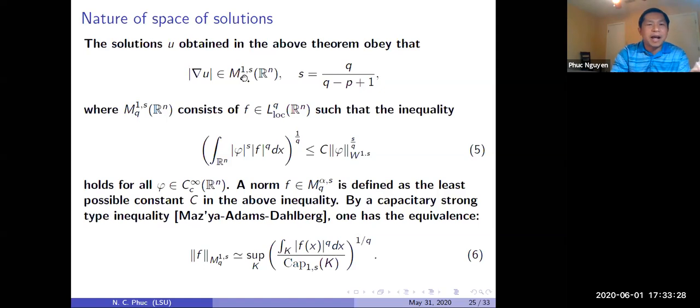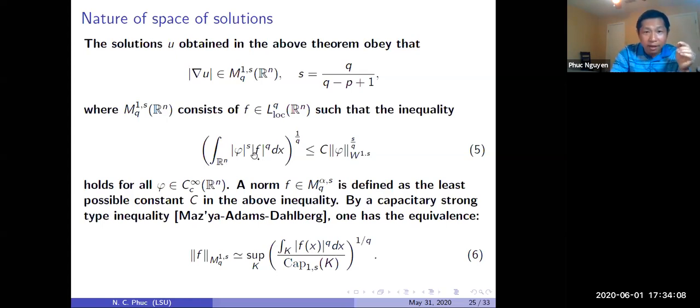Sometimes I call this the Mazur's type space, but if you look at Mazur's book, this is called the Sobolev multiplier space. So let me explain that. The space M_q^{1,s} here is the space of functions f locally in L^q such that this inequality holds for all phi in C infinity of R^m. So this is the class of all functions f locally in L^q so that this Poincaré-Sobolev inequality holds for all phi, okay?